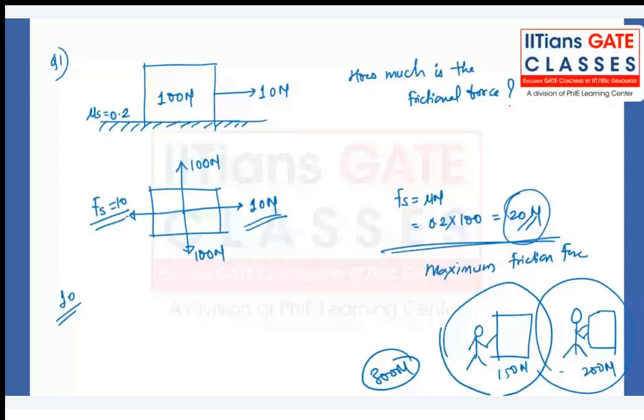So in this case, the frictional force is 10. So you should type 10 as the answer here. I hope it is clear to everyone. If this is clear, then at least the concept of friction is clear to you. Now we can solve some questions randomly.